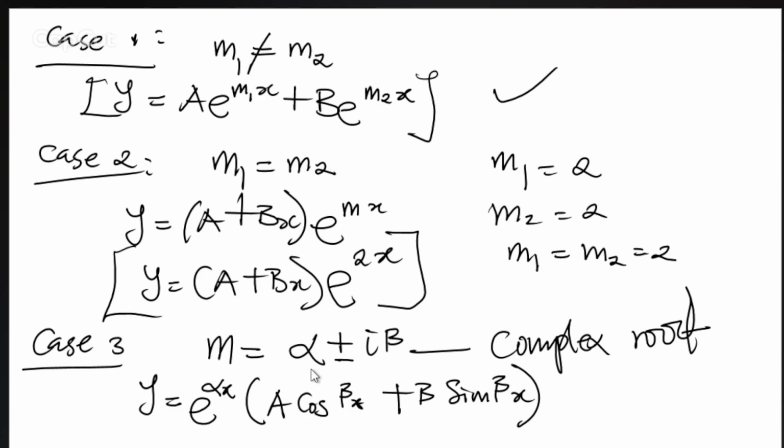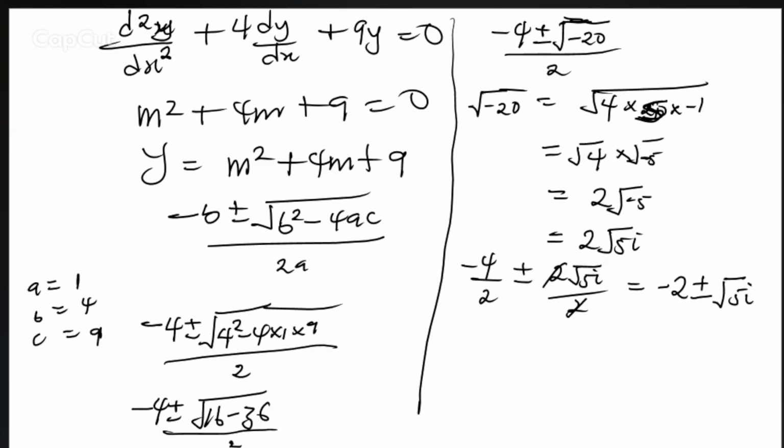What you have at the right hand side will now be beta. What you have here will now be alpha. So if you recall the equation for complex root, you simply have that m is equal to alpha plus or minus i beta. Are we together? Where our alpha is equal to minus 2, while your beta is now equal to square root of 5.